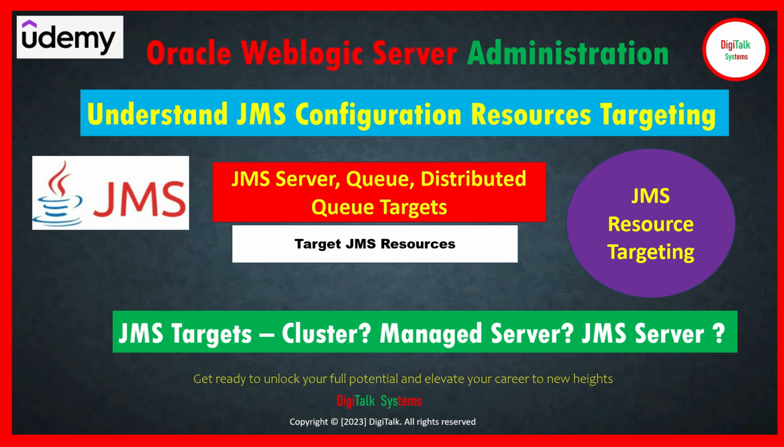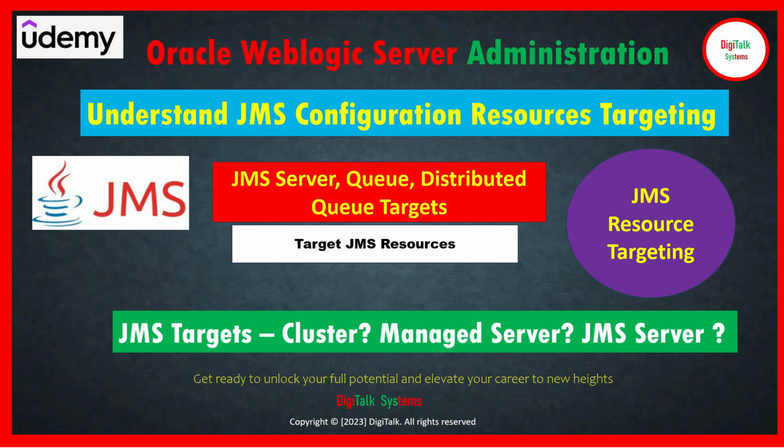That means whenever we configure the JMS, we have to configure multiple resources inside it, like the persistent store, then JMS server, then queues, distributed queues, topics, and then the sub deployment. Many times, or most of the times, we get confused about the targets, where exactly we should target.